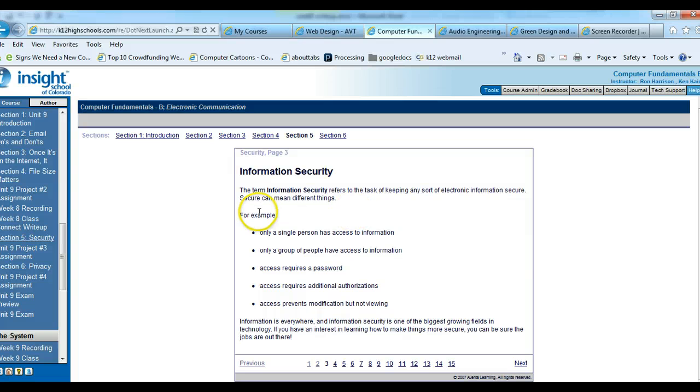So here are some examples of information security and how you can keep your stuff secure. Secure means only a single person has access to information, or only a group of people have access. Those are possibilities. Access requires a password, or requires additional authorizations. Access prevents modification but not viewing. So you could set up information to be secure in lots of ways. Like the last one, you could let people look at the document but not modify it, not change it. Those are just 5 things related to information security.